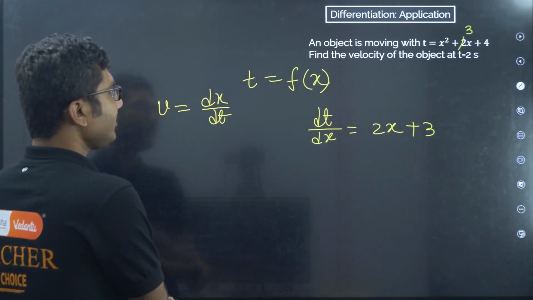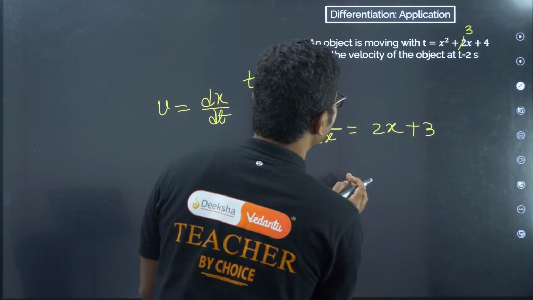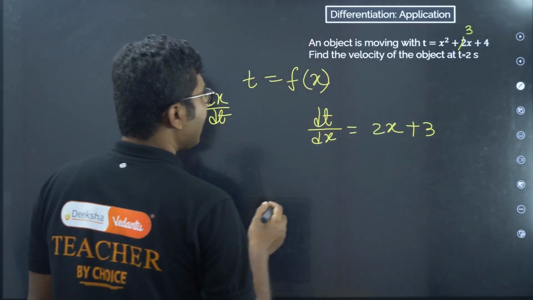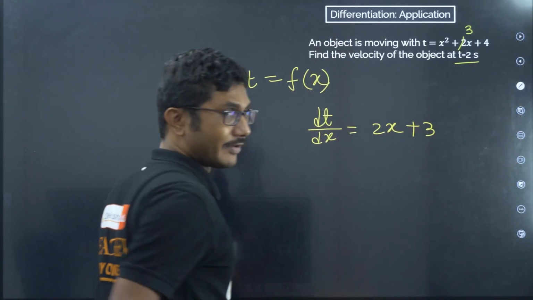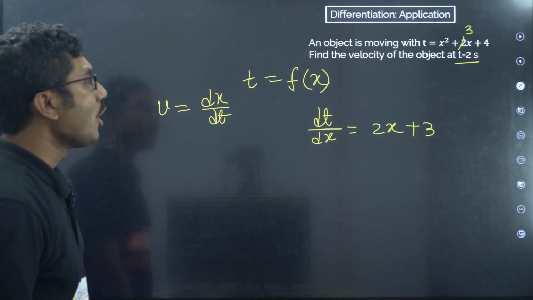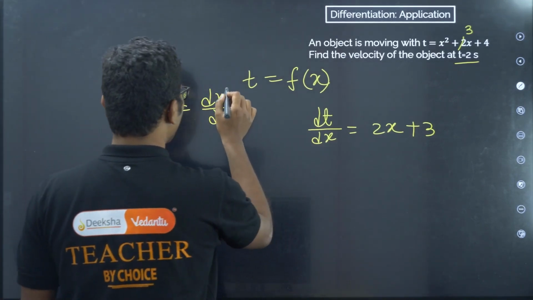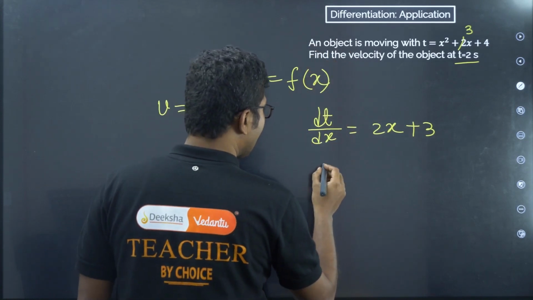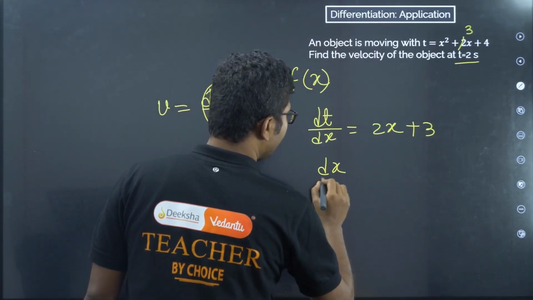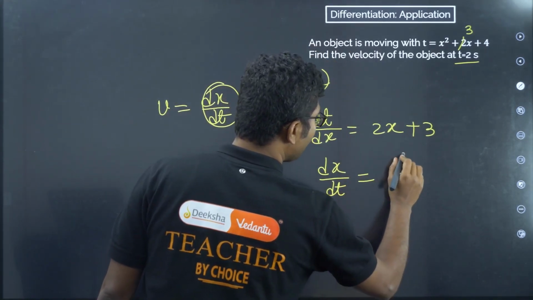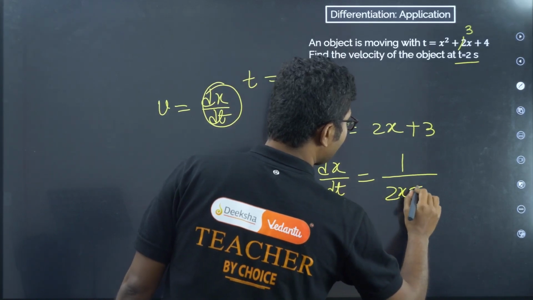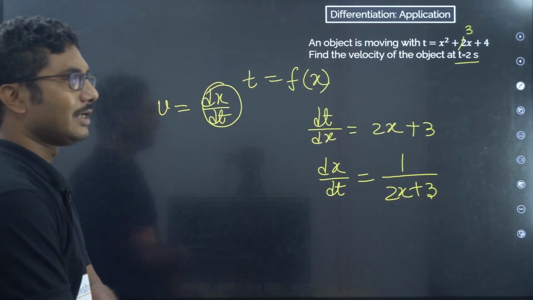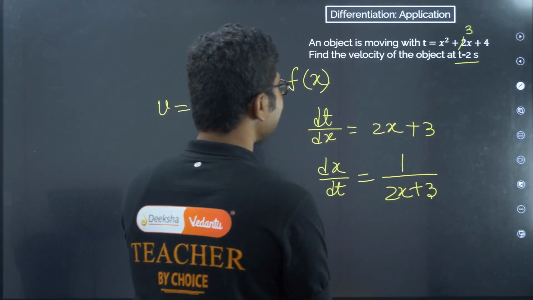Now what we have to do? t equals 2 seconds is given. So basically we are trying to find this, right? So if you take the inverse of that or you reverse this, simple like division, dx by dt, then this will be 1 by 2x plus 3, right? It will be 1 by 2x plus 3.